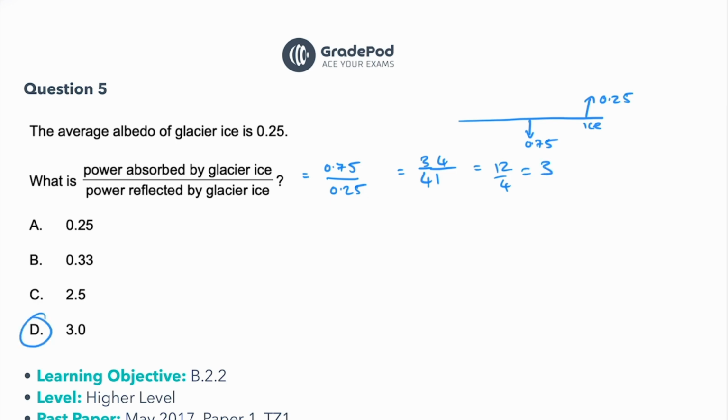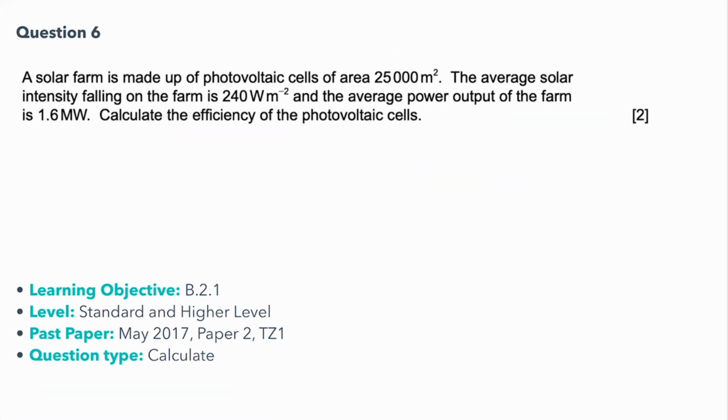I was just trying to do that without a calculator. Haha, look smart. The key here was to realise that the power absorbed is 0.75 and put the right numbers in. Question 6. A solar farm is made up of photovoltaic cells of area 25,000 metres squared.